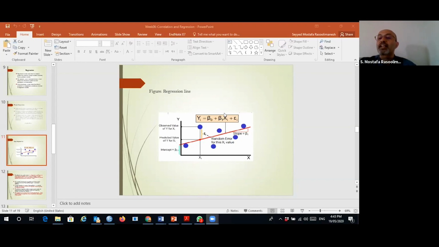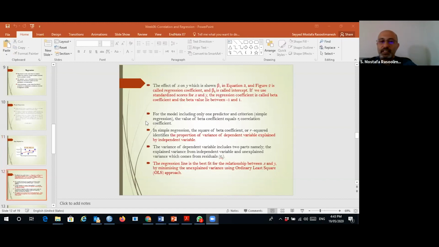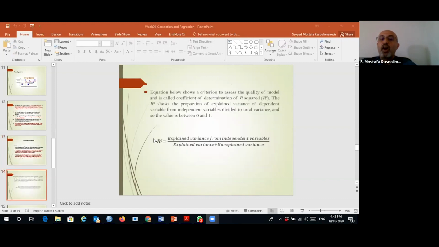We have another important criterion to interpret regression analysis. It's R-square, or coefficient of determination. R-square is very common. What's R-square? R-square is the explained variance from the independent variable divided by the total variance of y, the dependent variable.